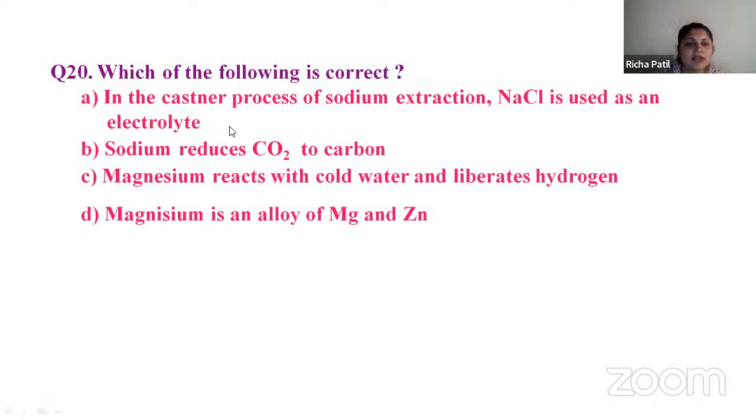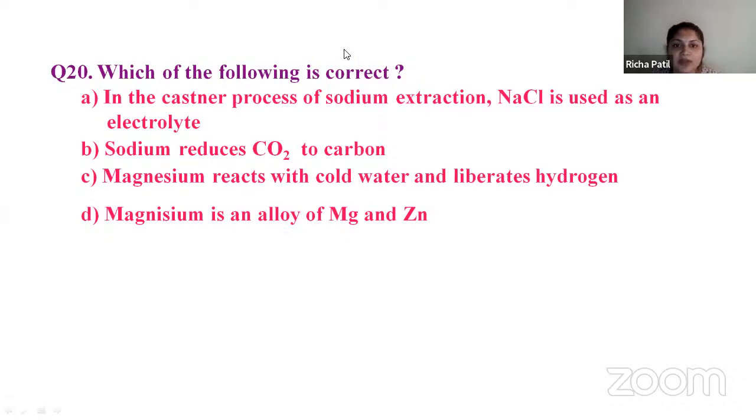Next, which of the following is incorrect? A, in the Castner process of sodium extraction, NaCl is used as an electrolyte. B, sodium reduces CO2 to carbon. C, magnesium reacts with cold water and liberates hydrogen. This is also correct. D, magnesium is an alloy of magnesium and zinc. The correct answer is B.